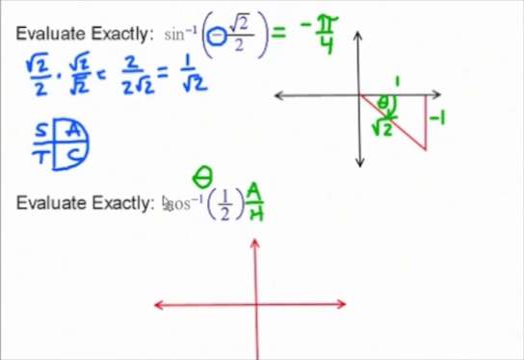Now the quadrant that it has to be in, when is cosine positive? Well, cosine is positive in the fourth quadrant and the first quadrant. But cosine inverse is only defined in quadrant 1 and quadrant 2. That's the only places it's defined. So to be positive, it has to be in quadrant 1. So I'm going to draw my reference triangle in quadrant 1.